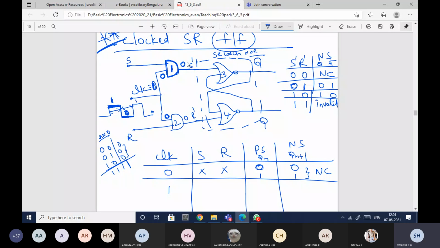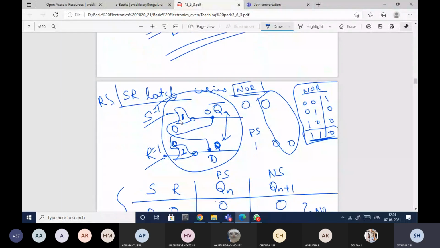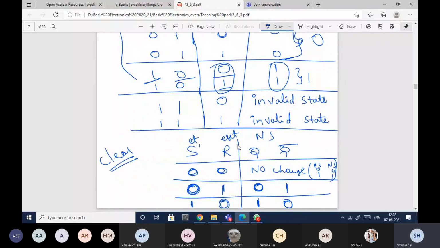Let me name the inputs S bar and R bar instead of S and R, so I can correlate with the truth table I got from the NOR gate. I'll show you that diagram also. This is the SR latch using NOR gates. If you observe this portion and what I have drawn there, it is the same. Instead of S and R, I just take S bar, R bar, for our convenience.